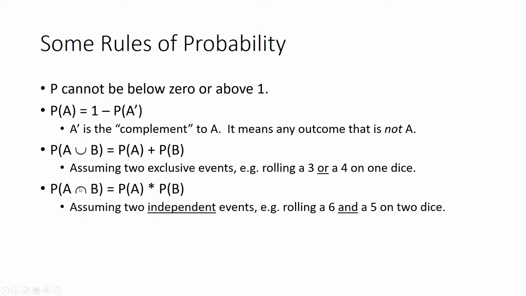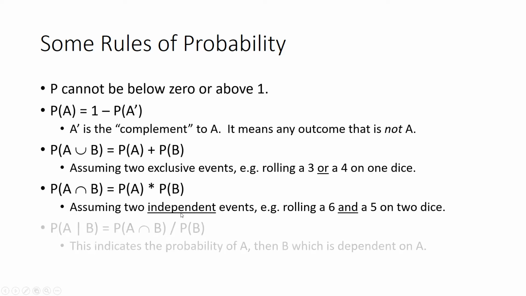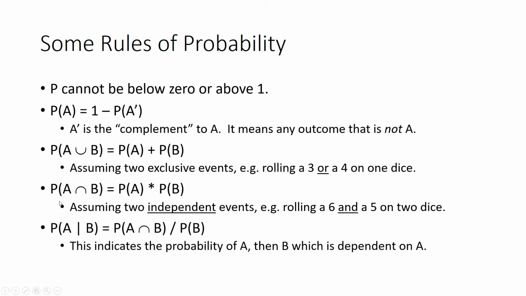Now here is another symbol from set theory, intersection. And this works for independent events. For example, if you've got two separate dice and you want to roll a 6 followed by a 5, then you multiply the chances together. So your chances of a 6 go here and chances of a 5 go there. I've actually kind of seen that rule already.